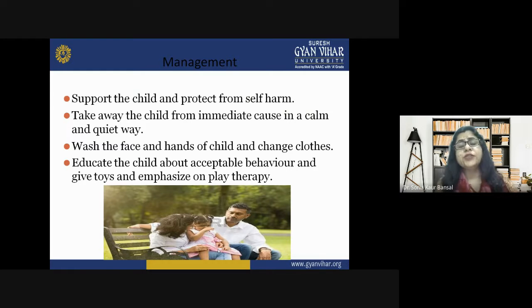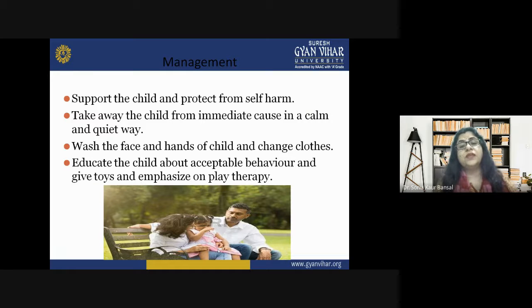All right, students, let's understand clearly how it should be managed. If the child is showing temper tantrums, you must understand that it can be managed if it is given proper attention. First of all, support the child and protect from self harm. The child should not harm himself, because it will be more dangerous then. Moreover, take the child away from the immediate cause in a calm and quiet way, from whatever the situation the child is feeling.